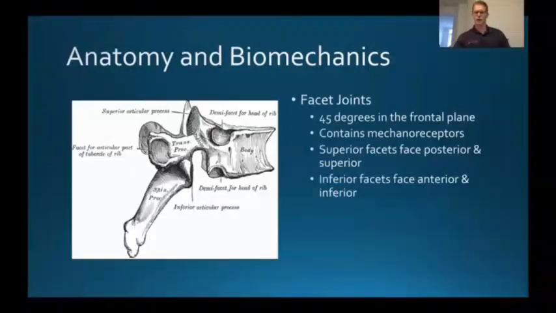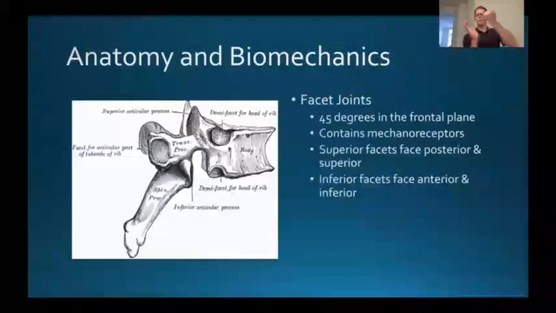In the cervical spine, the facet joints are going to face posterior and superior. The superior facet joint is going to face posterior and superior like this, and it's going to match the inferior facet, which is going to face anterior and inferior. So if you look at a picture of a cervical facet, just know that how they face is really more in the posterior superior and anterior inferior directions.